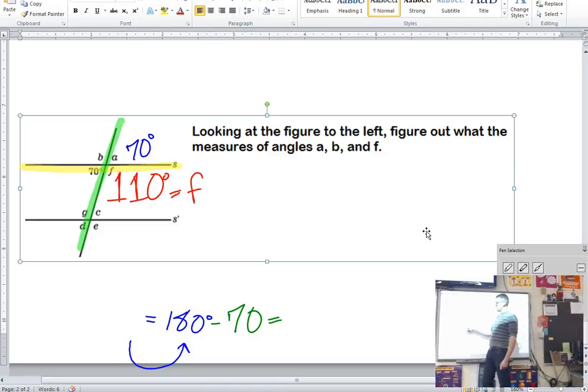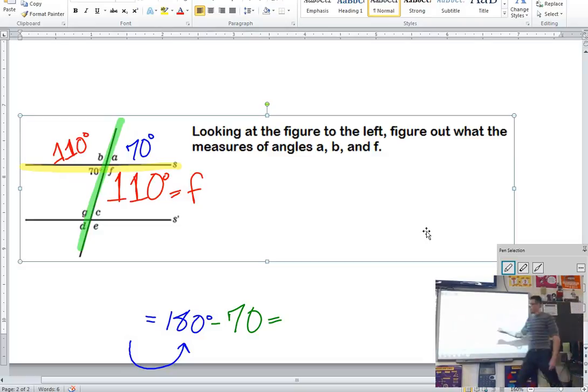If we go opposite side, can't go beside, gotta go opposite. So angle B is also gonna measure 110 degrees. Now here's where this gets really cool.